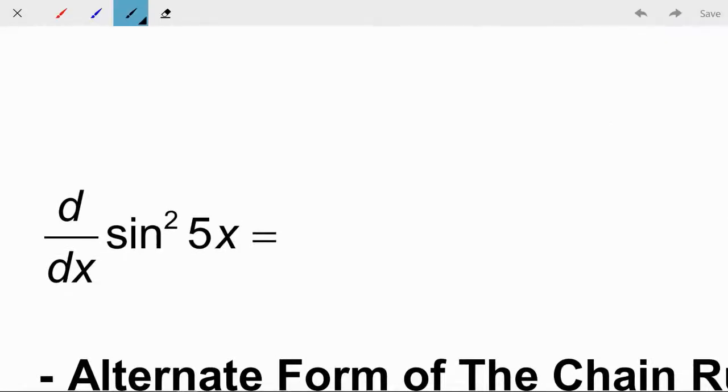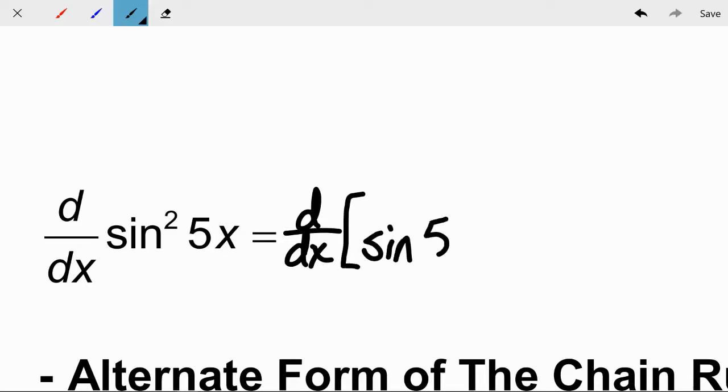So this can be a little bit confusing sometimes, and that's what I want to point out here: be careful with the notation. So this is saying take the derivative with respect to x of the sine of 5x squared. So remember, this is the same as the derivative with respect to x of the sine of 5x, and that whole quantity is being squared. So when I talk about working from the outside in, make sure you're going through the correct process there.